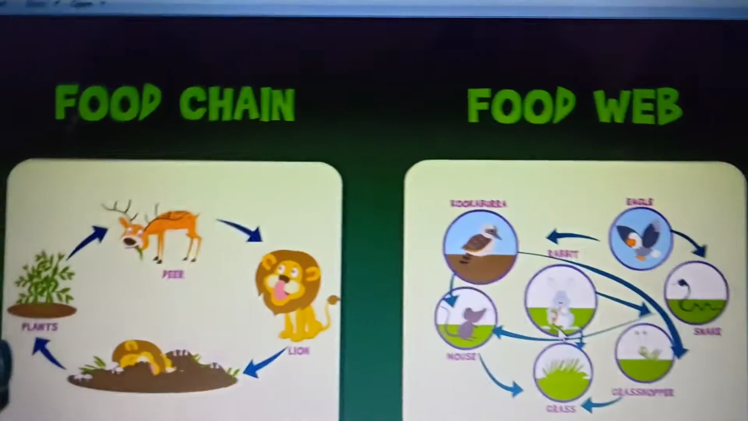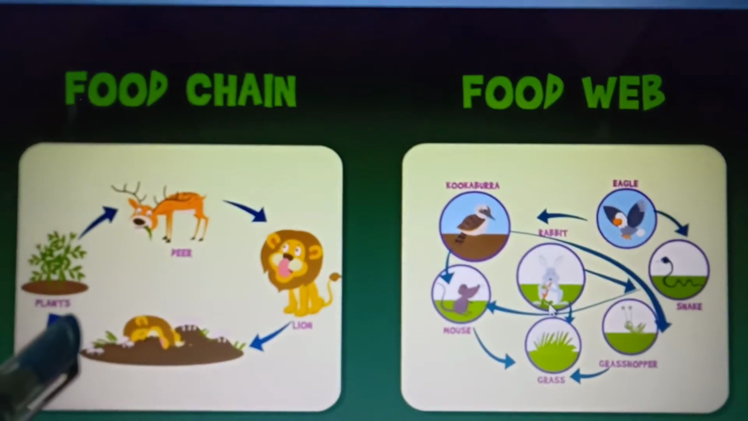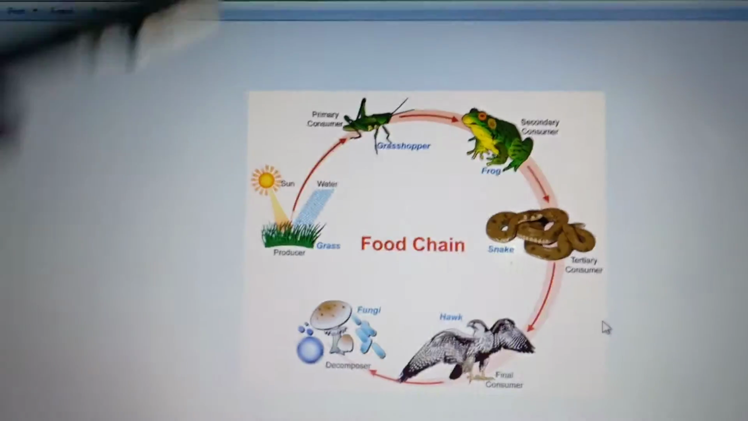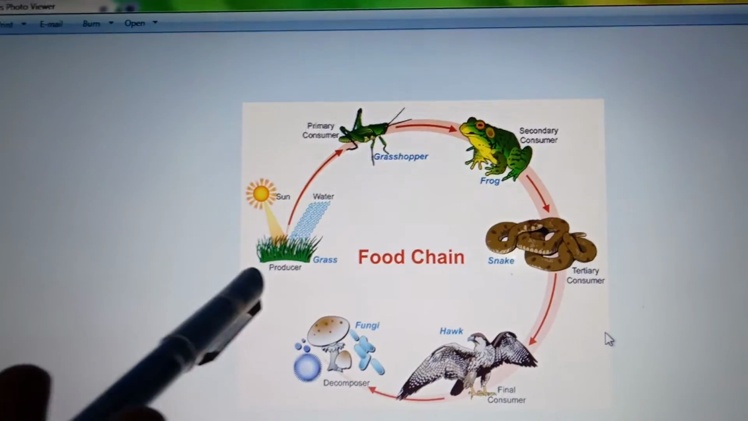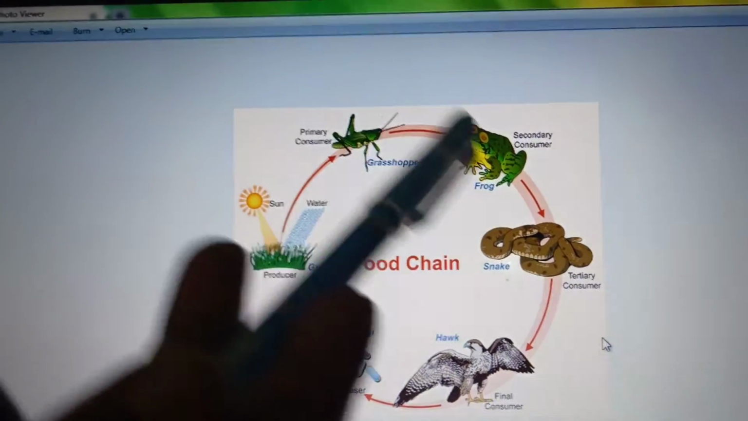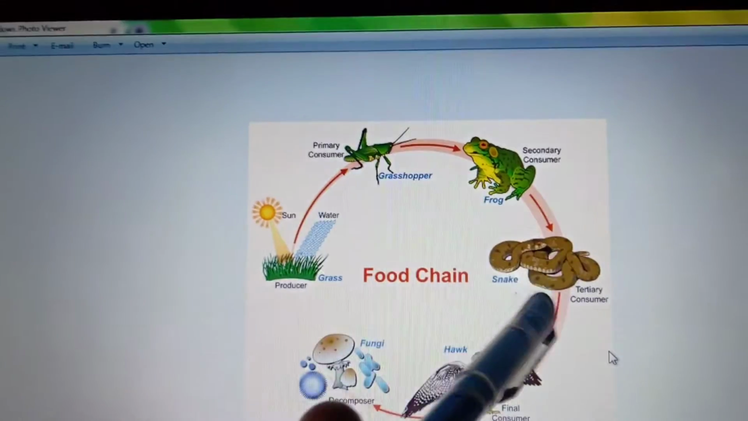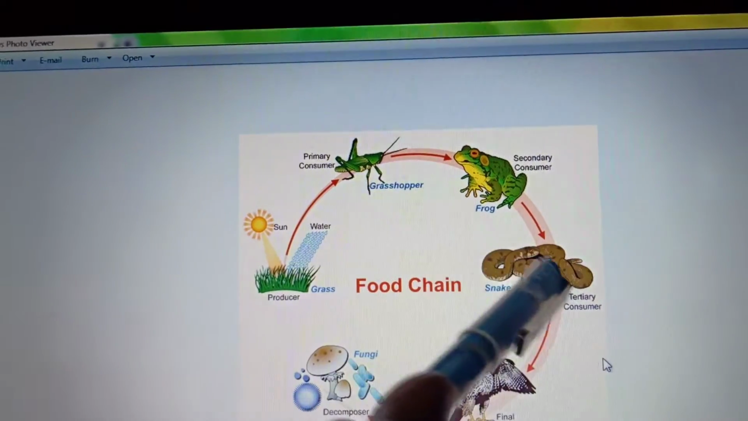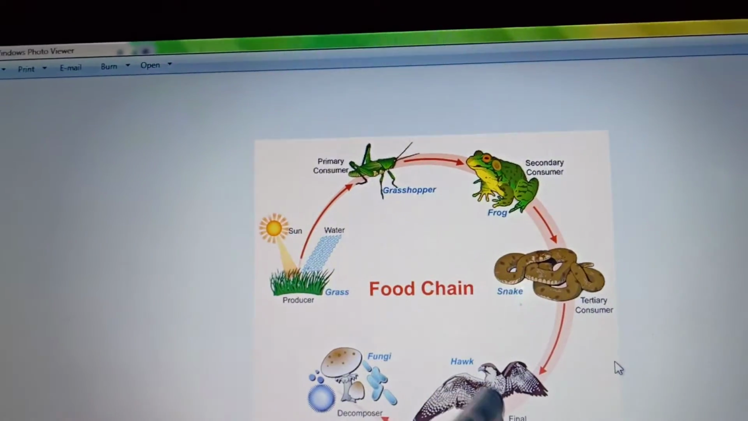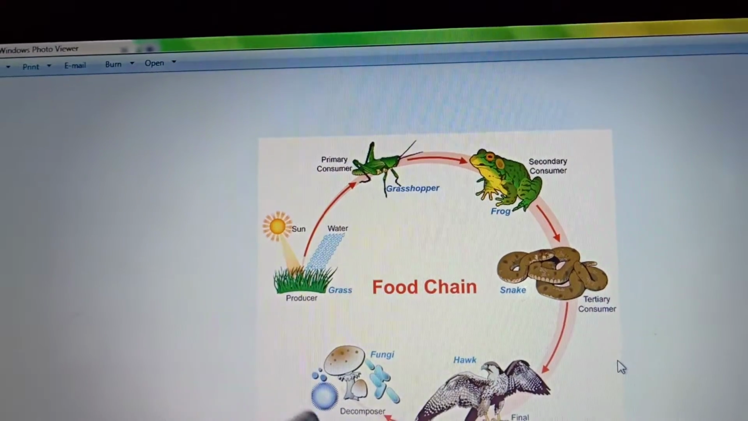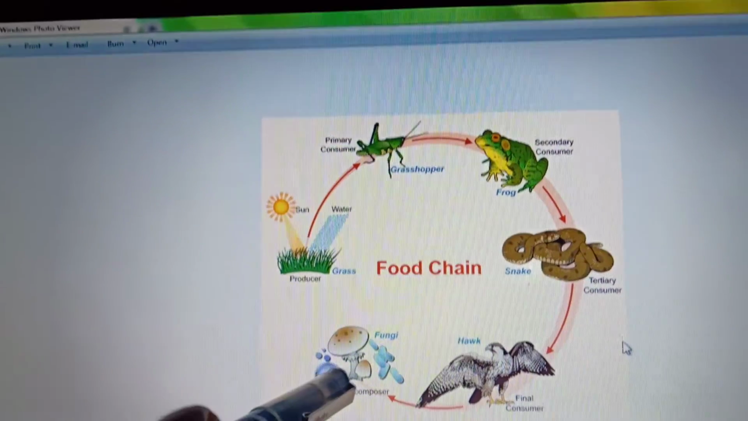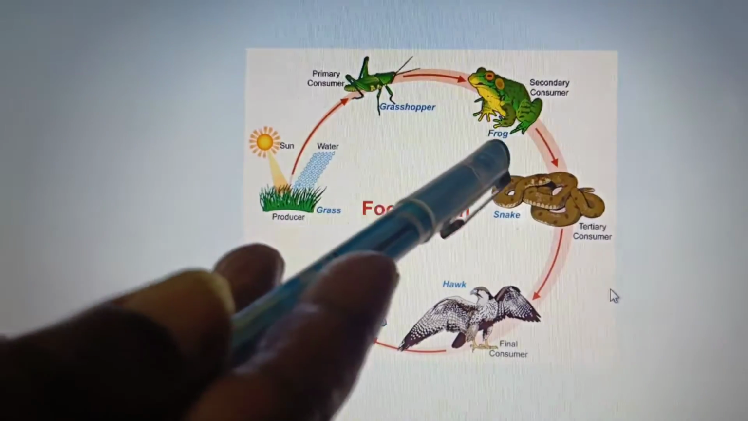Then we'll see another food chain. This is also a food chain. Here you can see the grasshopper, again the frog eats this, the snake eats the frog, and the vulture takes the snake, and eventually what happens? They decompose. When they die, everything comes back to the soil as nutrients, which will be consumed by the plants again. Okay.